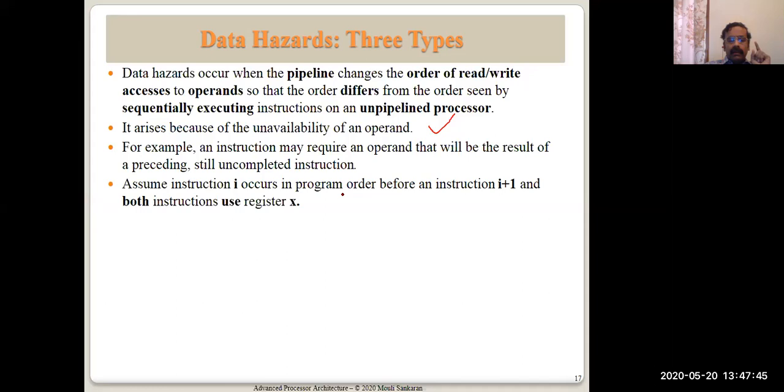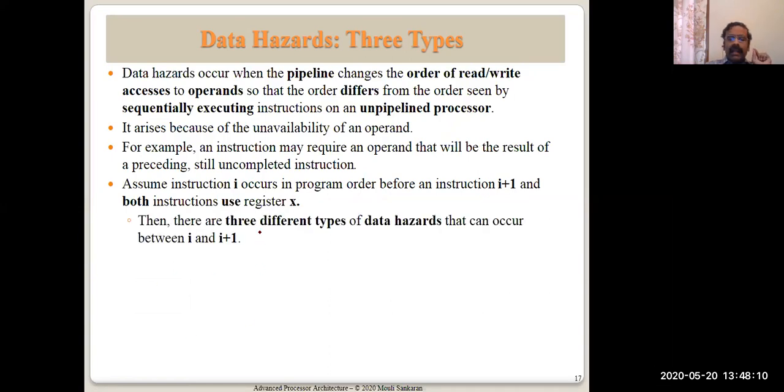For example, if an instruction I, which comes first, occurs in program order before an instruction I plus 1, and both I and I plus 1 need a register X, some R1, R3, R5, some register X. Now, there are three different types of data hazard. Okay, let me explain. Instruction I is there, I plus 1 is there.